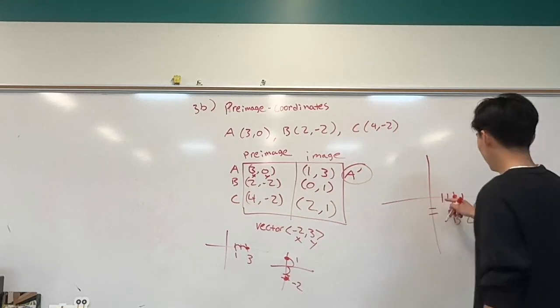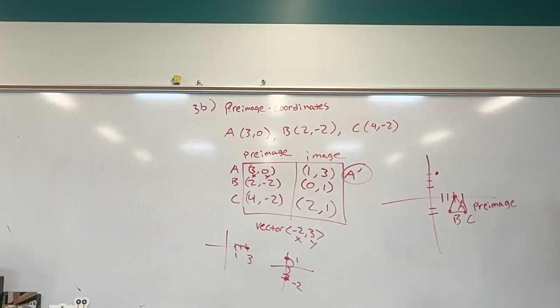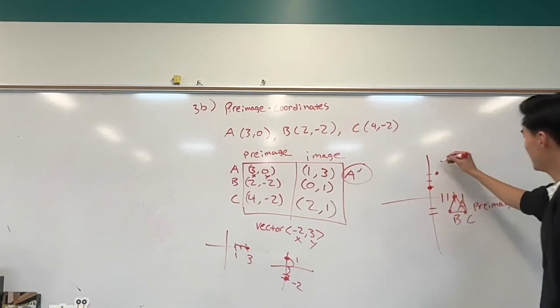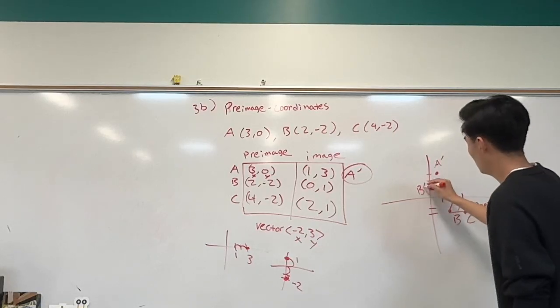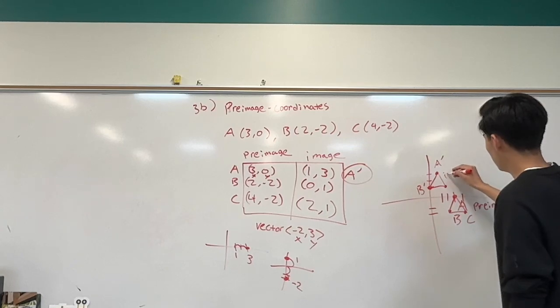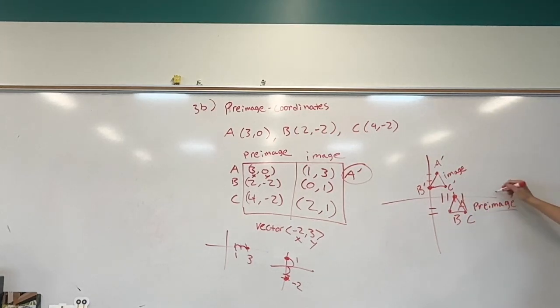And for your image, you have 1, 3, and then you have 0, 1. So this is A prime, B prime, and C prime is 2, 1. This is your image. So you went from here to there. Hopefully that makes sense. Any questions?